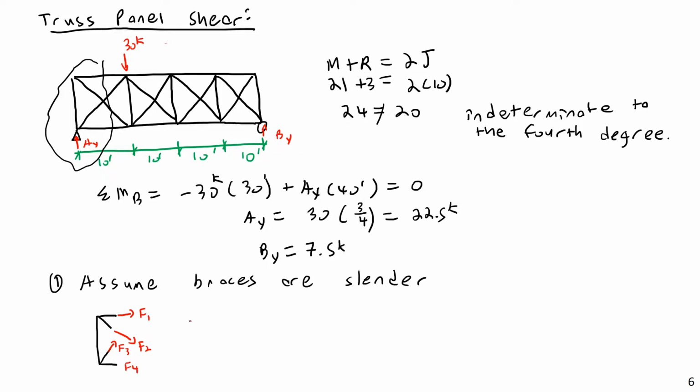And all of this is going to come together to do two things. One, all of these forces are going to come together to produce some sort of internal moment, and some sort of internal shear. So I have my AY here, my 22.5 kips, and then I'm going to have some sort of shear force here as well, a V and an M.